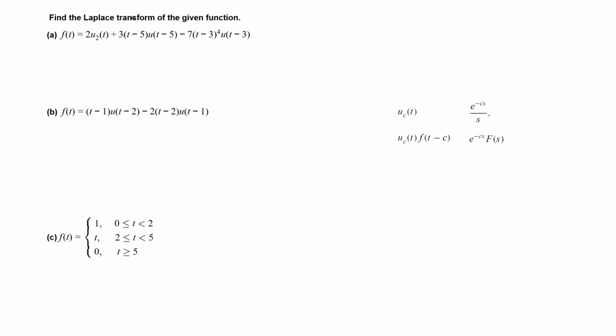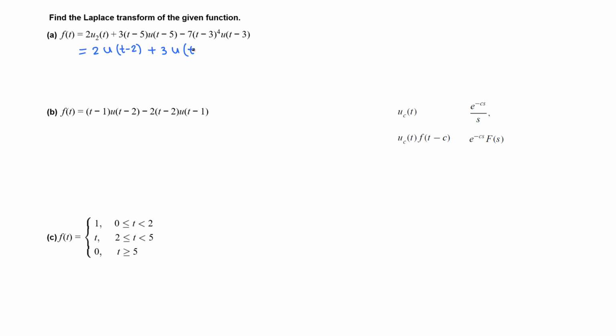Find the Laplace transform of the given function. In part A, we have this function. So let me rewrite it this way. This is the same as 2 times the unit step function at 2, so we can write u(t minus 2), plus 3. Let me write the unit step function here first.